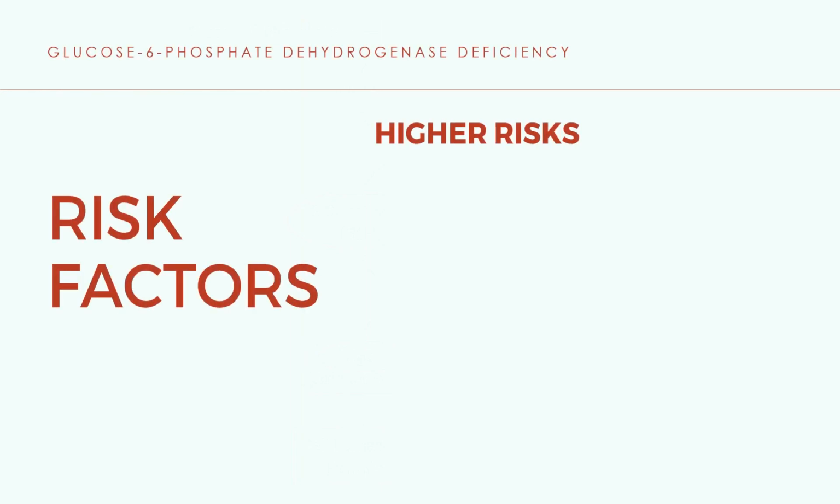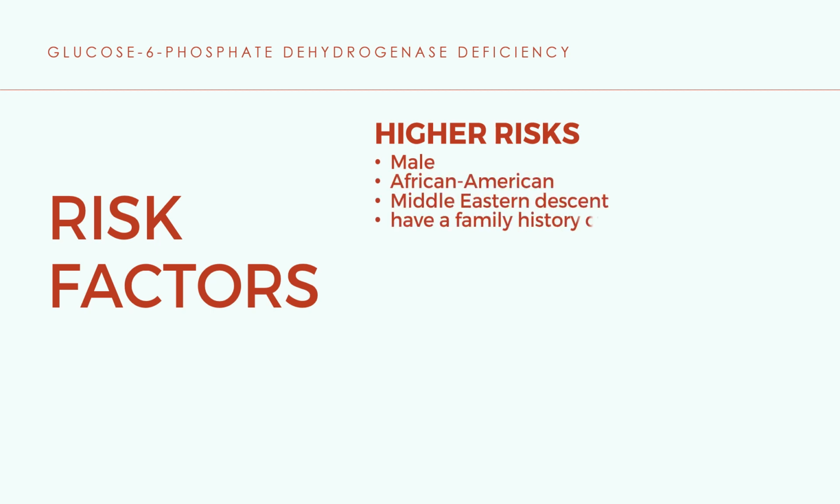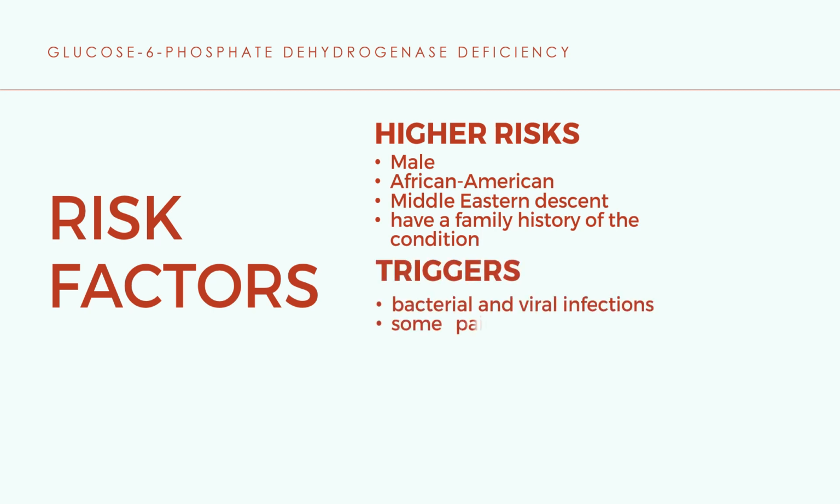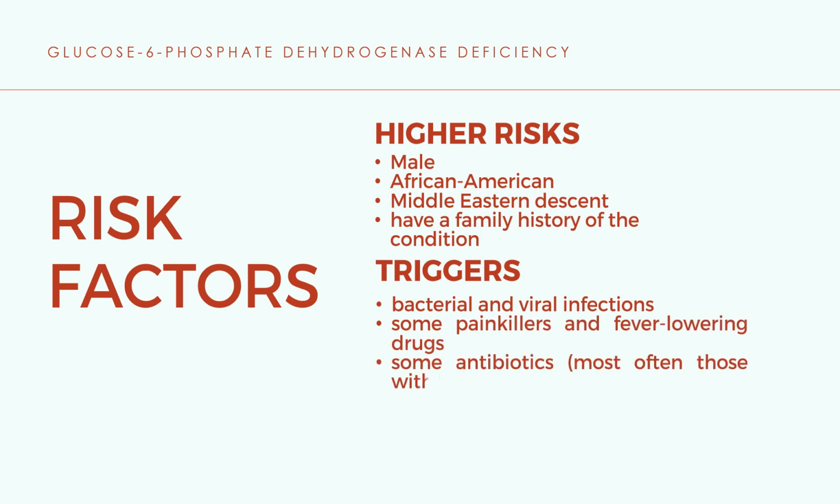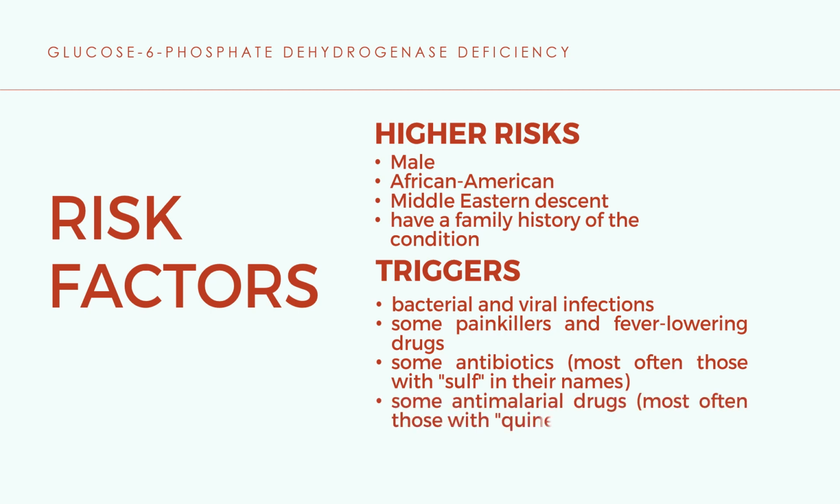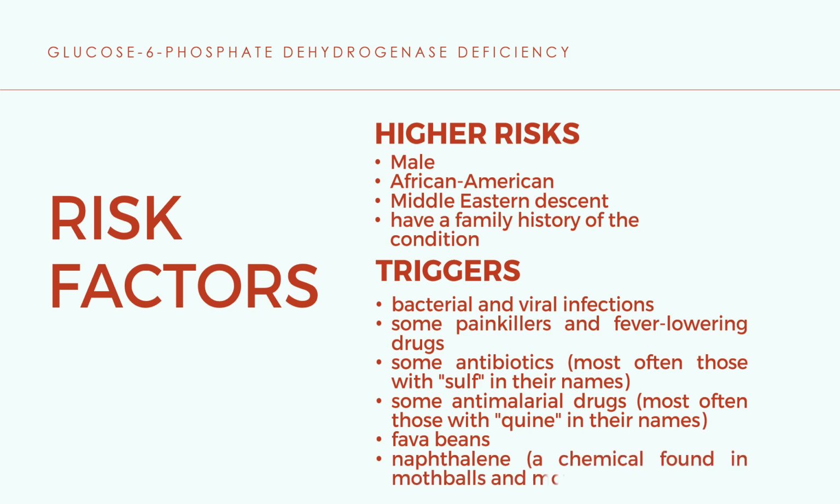You may have a higher risk of having G6PD deficiency if you are male, African American, of Middle Eastern descent, or have a family history of the condition. Trigger factors include the following: bacterial and viral infections, painkillers and fever-lowering drugs, antibiotics, most often those with "sulf" in their names, antimalarial drugs, most often those with "quine" in their names, fava beans, and naphthalene, which is a chemical found in mothballs and moth crystals.